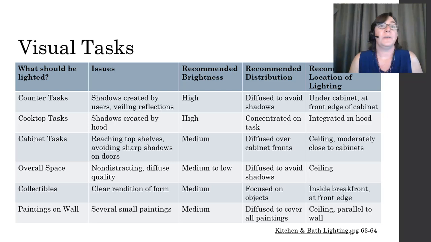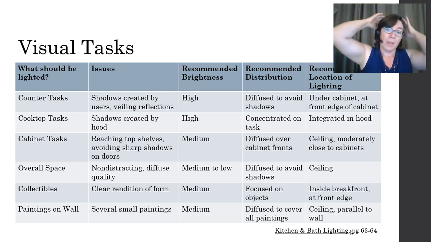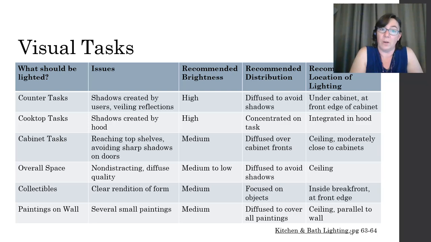So, what are the different visual tasks that happen in the kitchen? We're going to categorize them like this. The first one is counter tasks, things that happen on a countertop. A common issue or problem with counter tasks is that you can have a shadow created by the user. So if the light is behind the user, which is really common, that user's shadow will fall on their task.